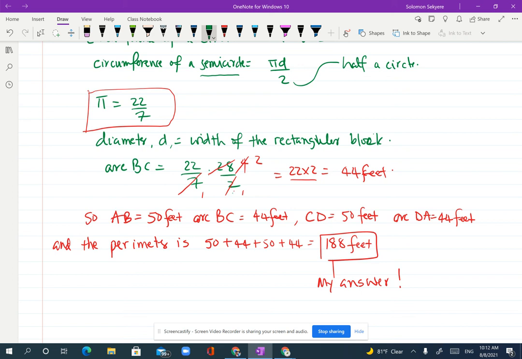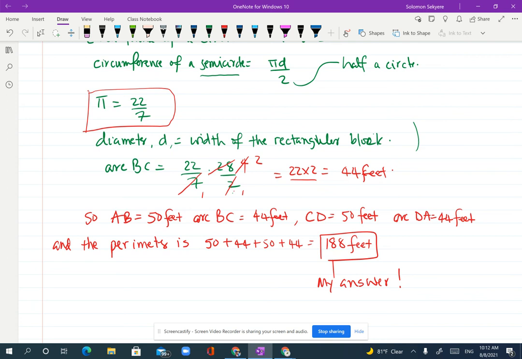Okay. So at this point, I'll simplify the numbers. Instead of multiplying 22 by 28 and then dividing it by 7 times 2, I want to simplify the numbers. So 7 divides 28 is 4, and then we divide 2 by 4, and then 4 by 2, and then we get 2. Now we can simplify the number as 22 times 2, it is 44 feet. So now we know BC is 44 and DA or AD is also 44.